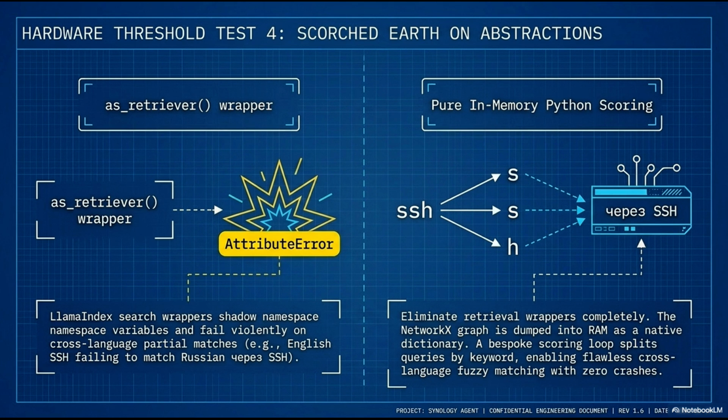There are no hidden object states to shadow. There are no asynchronous framework methods to collide with the namespace. It guarantees collision-free execution and allows for fuzzy, cross-language approximate matching without relying on expensive embedding vectors.